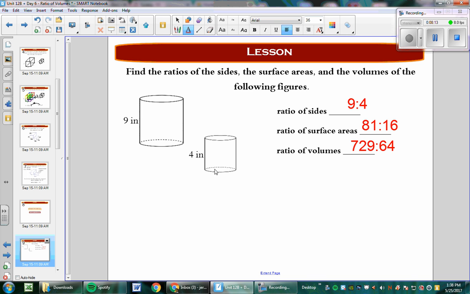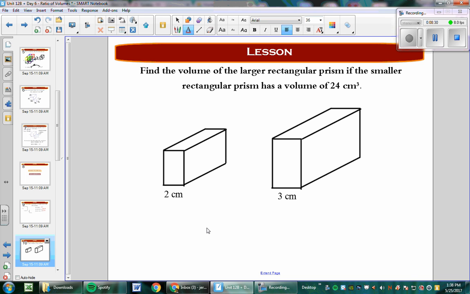Now, if I wanted to find a certain diameter or something here, and I knew the other one, I would use the ratio of sides. If I wanted to find anything with areas or surface areas, I would use this ratio. But if I wanted to find volumes, I would use the final ratio. So it depends on which thing you have in order to solve for the missing values.